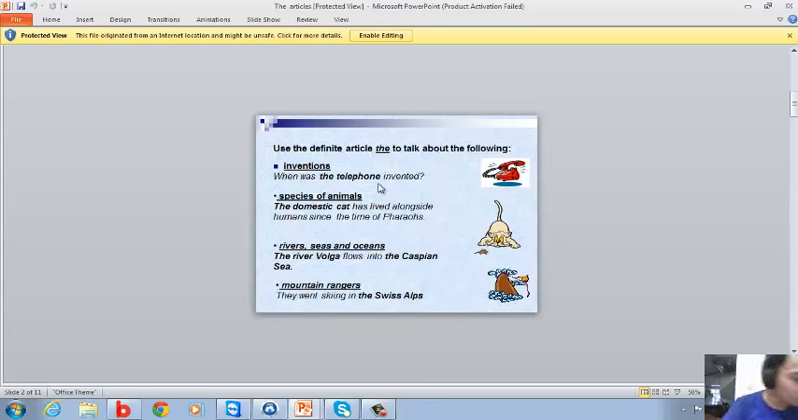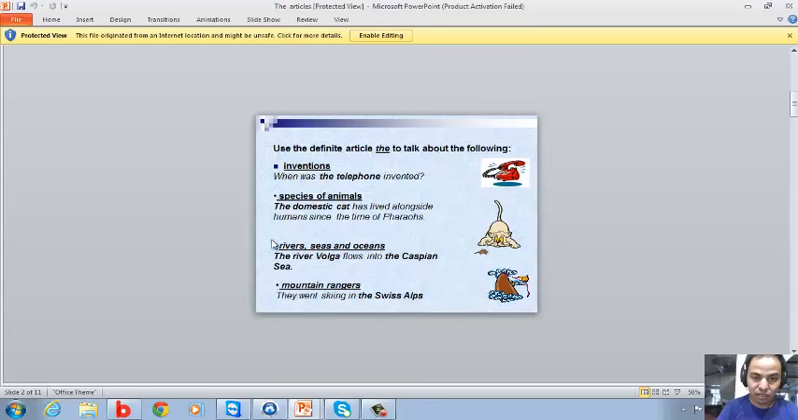He's trying to talk about a particular thing, the telephone. Species of animals. The domestic cat has lived alongside humans since the time of the Pharaohs, and he is trying to talk about the particular animal, the domestic cat. So the is very important.